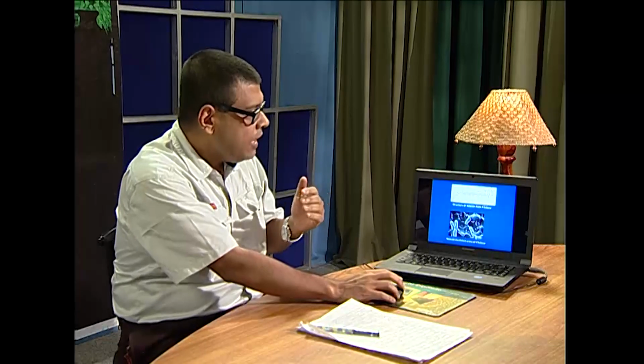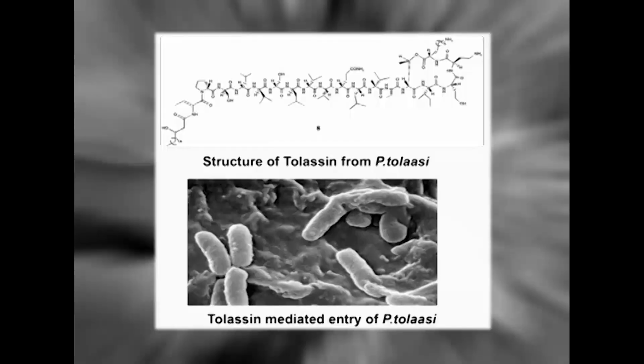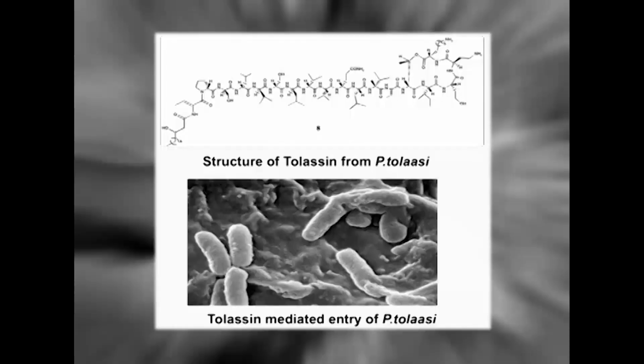Now, sometimes it so happens that they produce specific toxins. One such toxin is tolaasin production. Tolaasin is produced from Pseudomonas tolaasii, and the tolaasin actually helps in aggregation of the bacteria and entry inside the leaf. So this is the tolaasin structure which is helping the survivability of Pseudomonas tolaasii on the leaf surface.